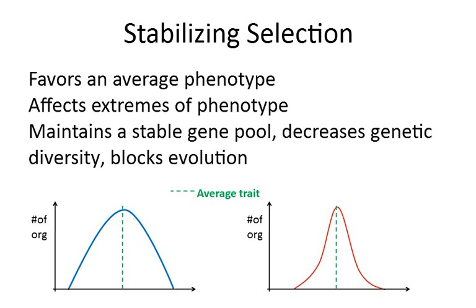The effect of stabilizing selection is to maintain a stable gene pool. It also decreases genetic diversity and tends to reduce the chances that any sort of new adaptations or evolution will take place.